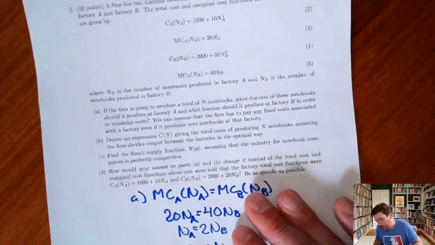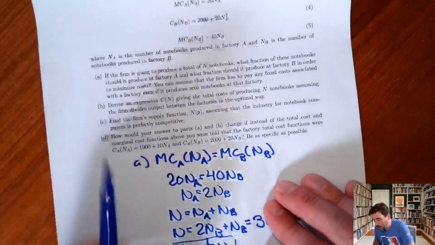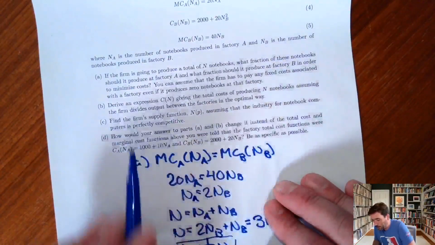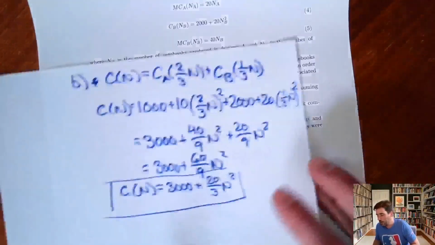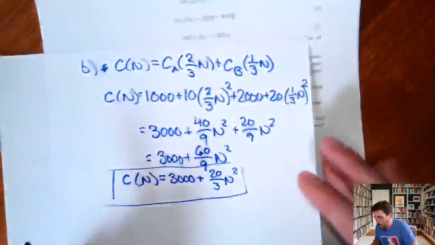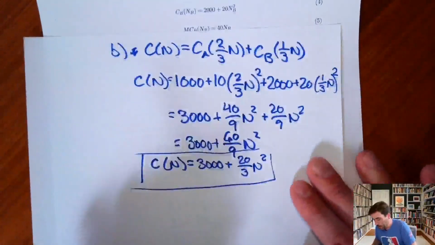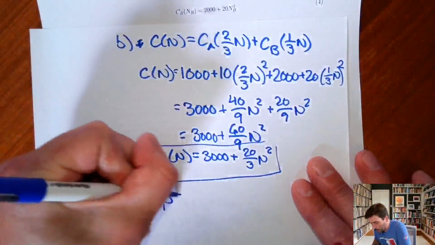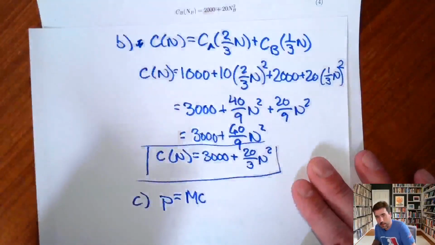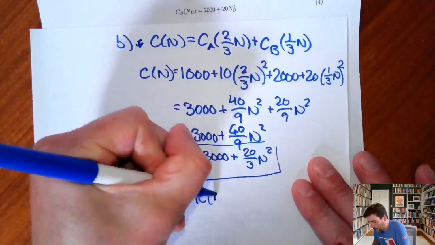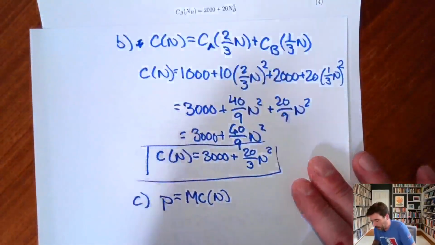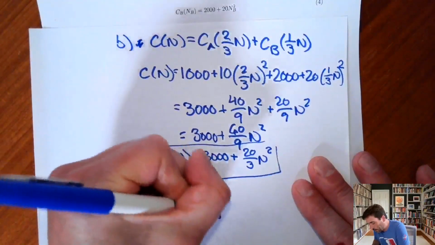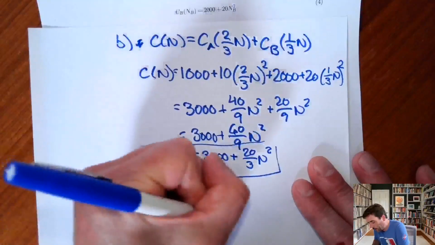Now let's see what we have to tackle in part C. Find the firm's supply function, N(P), assuming the industry for notebook computers is perfectly competitive. Okay. All right, so what is a firm going to do in a perfectly competitive industry? Right? They're going to go to where price is equal to marginal cost. All right? So in this case, everything's a function of N here. So that's going to be price is equal to the derivative of cost with respect to N.